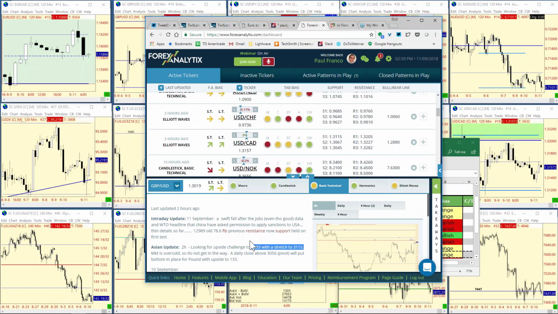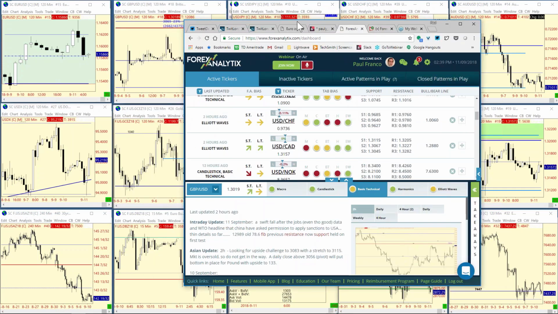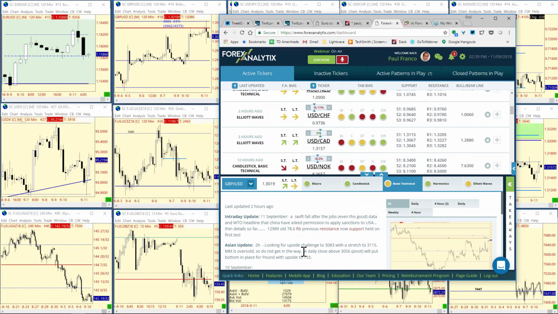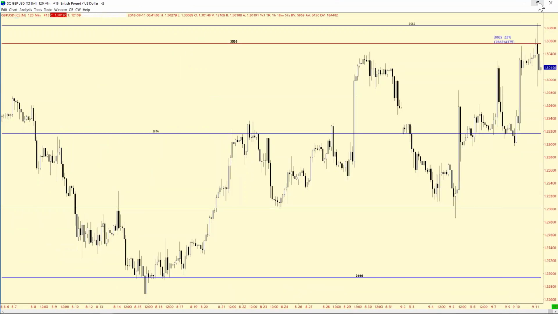Obviously, like I said, for those who are just coming in now, here was the update in the Asian session for the pound. I was looking for an upside move, upside challenge to 30.83. Obviously, this was here before the European trading event, and we went to 30.88. Same thing here with the euro dollar.